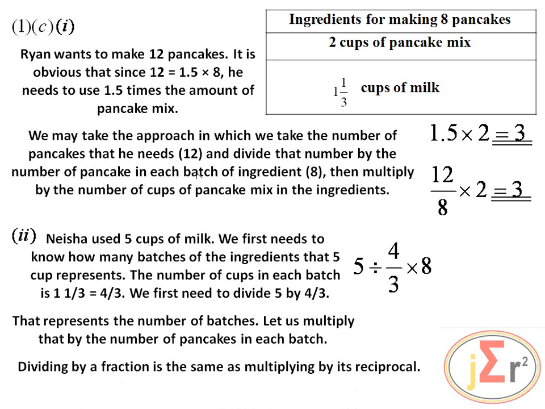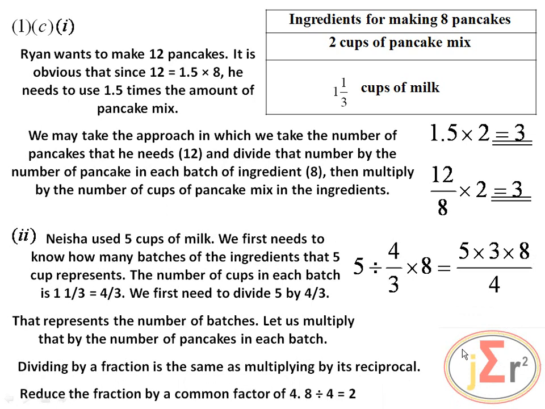Dividing by a fraction is the same as multiplying by its reciprocal, and of course 4 into 8 is 2, 2 times 5 is 10, times 3 is 30. Therefore, the number of pancakes is equal to 30.